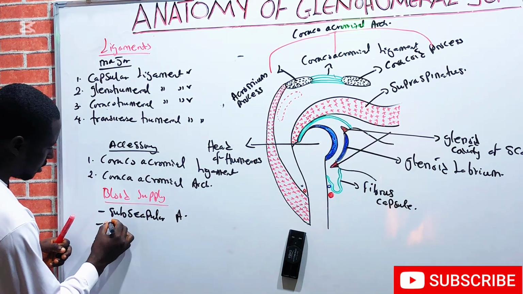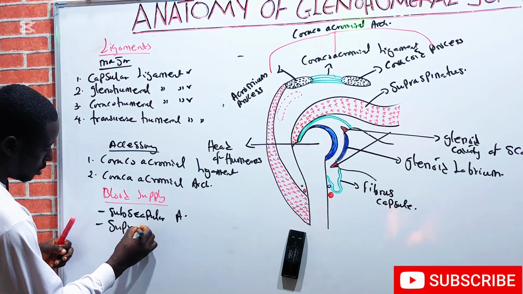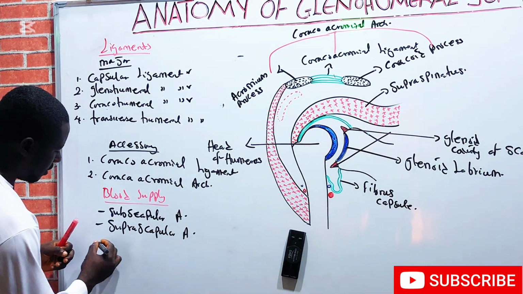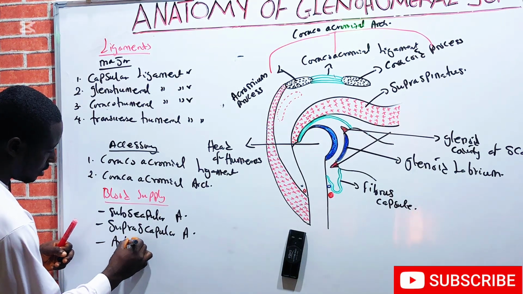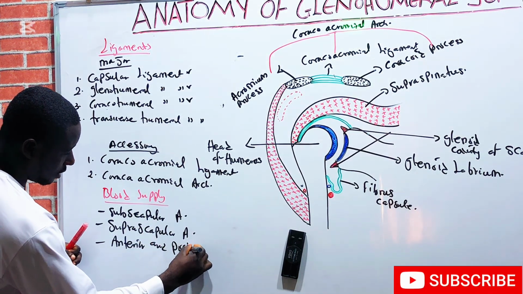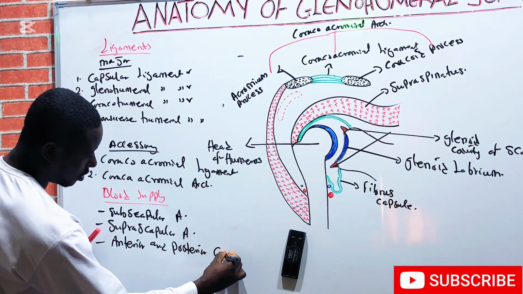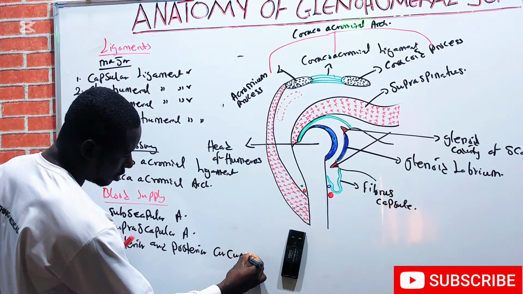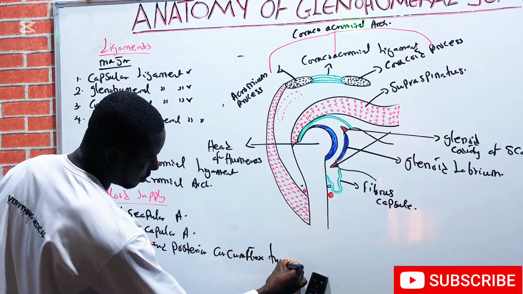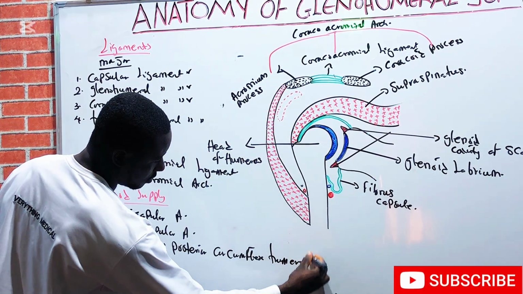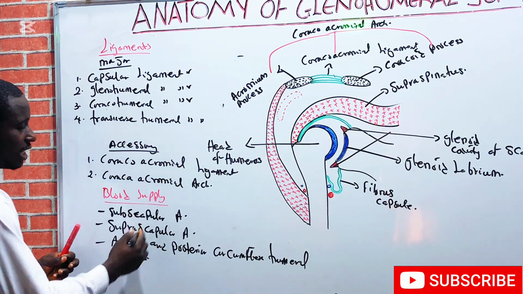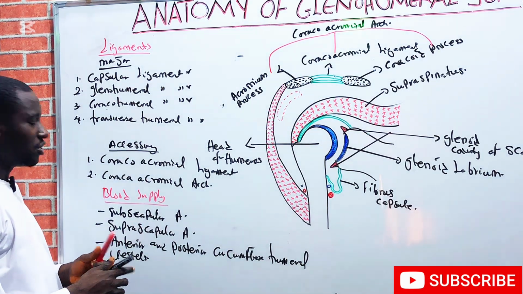Subscapular artery, suprascapular artery, and anterior and posterior circumflex humeral vessel. So these are the blood supply or the arterial supply of the shoulder joint.